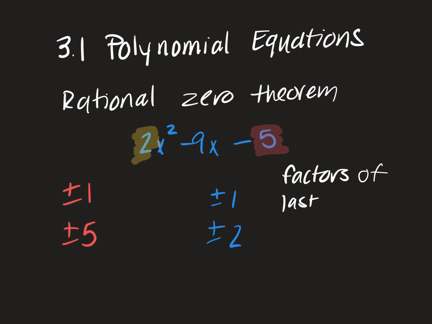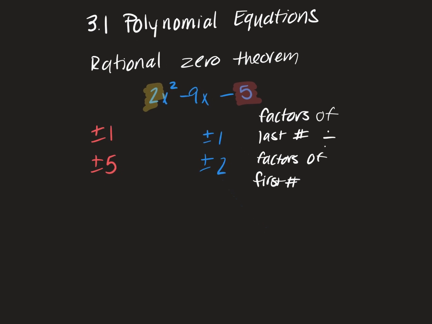So it's all the factors of the last number divided by all the factors of the first number. So let's make some room here. Okay, so that means I'm going to take my 1 and divide it. I'm going to divide my red 1 by this 1 and by the 2. So 1 over 1, 1 over 2. And then I have to take my 5 and divide it by the 1 and the 2. Right, so those are my 4 possible answers for this equation.